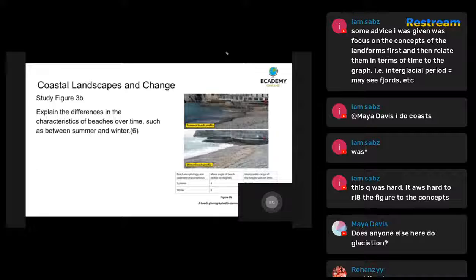The great thing about both the glacial topics and the coast topic is that you just need to know processes. You just need to understand what the processes are, and just apply that knowledge that you already know. So if I was to ask anyone here, explain the differences in characteristics, what were the first geographic terms that will come to your mind that you would want to use for this question itself?